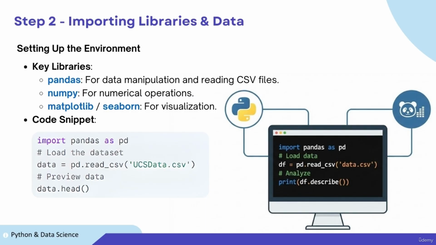In the code on the screen, you see the command pd.read_csv. This loads our geotechnical dataset into a format Python can understand, called a DataFrame. Then we use data.head to peek at the first few rows.